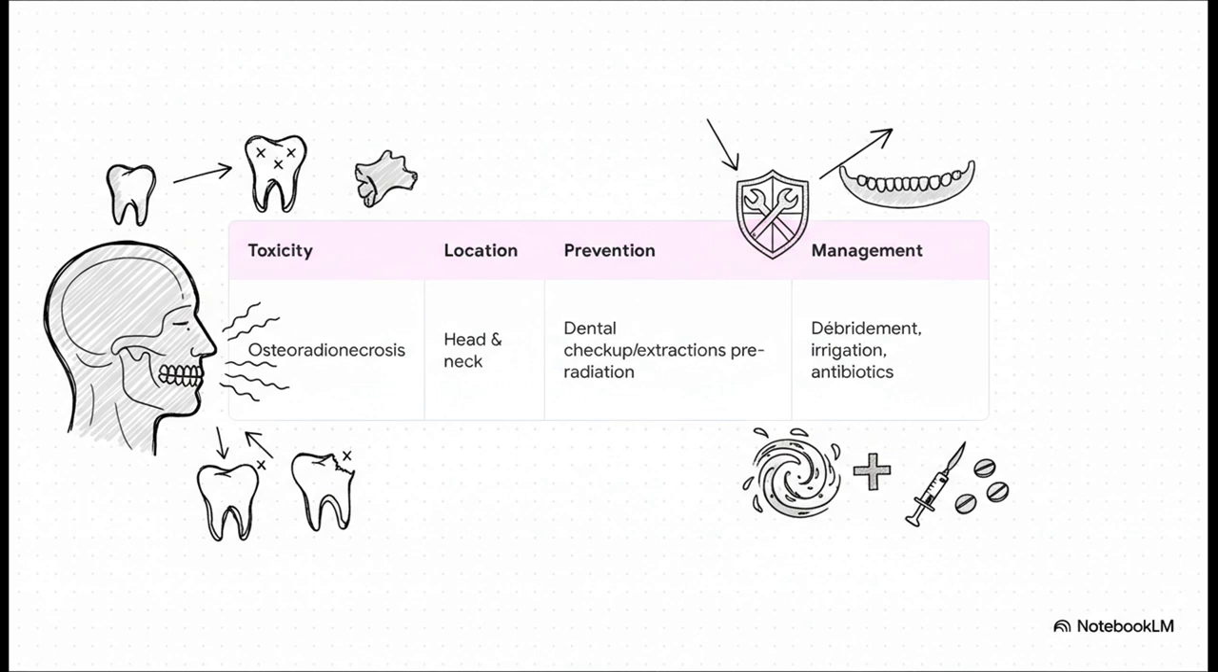This is a truly devastating complication, where the irradiated jawbone literally dies and becomes exposed. And since managing it is so incredibly difficult, we're talking debridement, antibiotics, sometimes even resection of the jaw. Proactive dental care is paramount. Any problematic teeth must be extracted before that head and neck radiation begins.